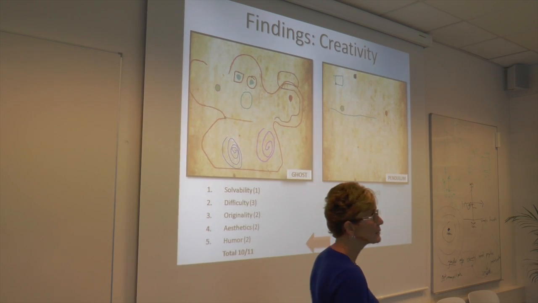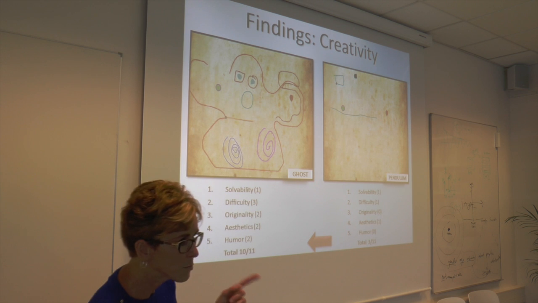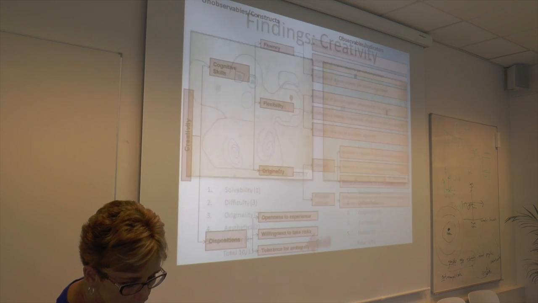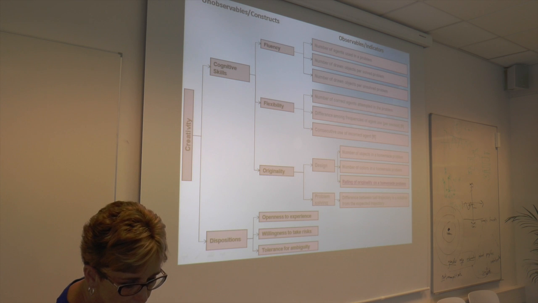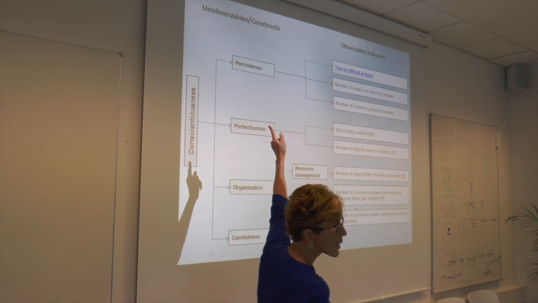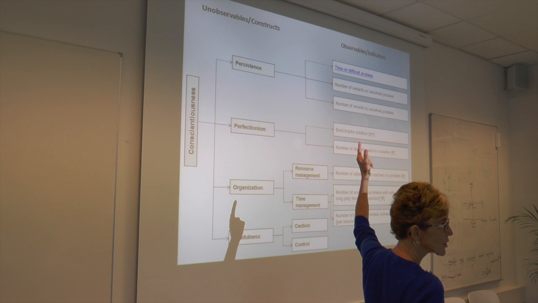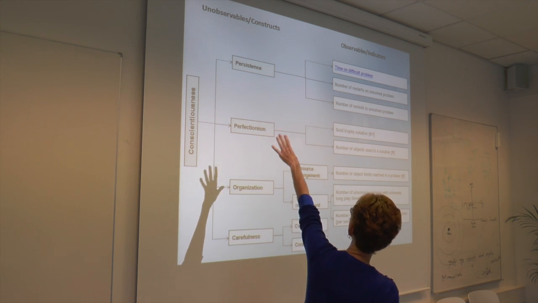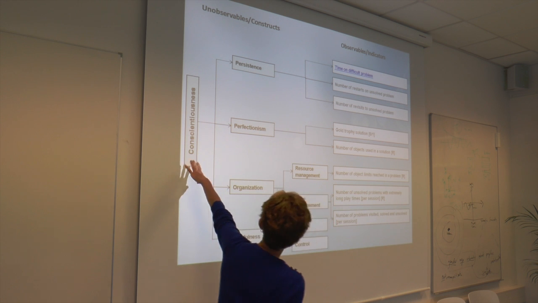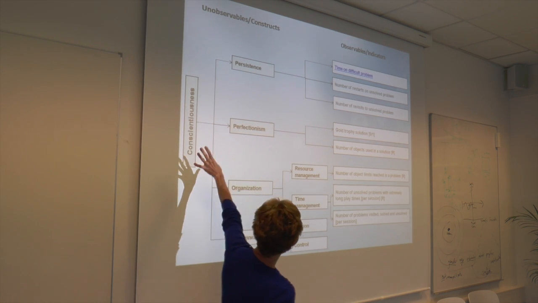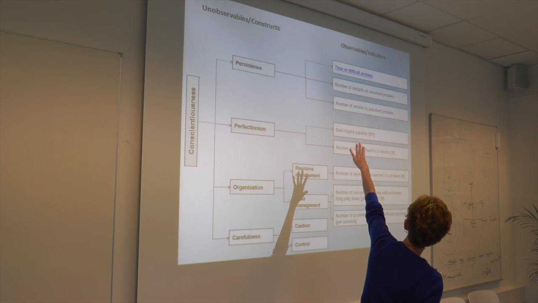For things like persistence, it makes it a little easier to show you. So let me go to the next one, which is conscientiousness. And we pretty much just focused on persistence, which in the literature is the big main driver of conscientiousness. Conscientiousness consists of persistence, perfectionism, organization, and carefulness. Again, we just focused on persistence.